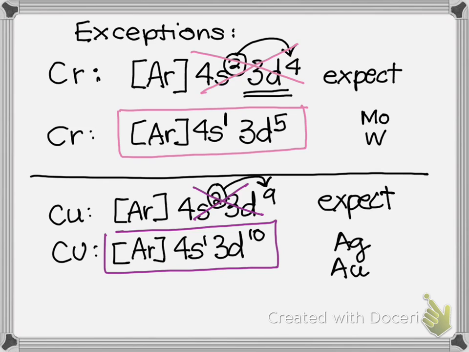Down in the inner transition elements, in the f's, there's more exceptions, but we're not working with those. So I hope that you can see the relationship between the periodic table and electron configurations, and have fun doing electron configurations.